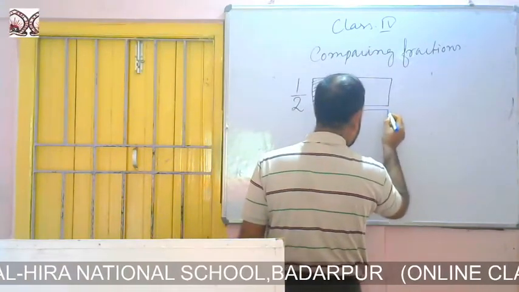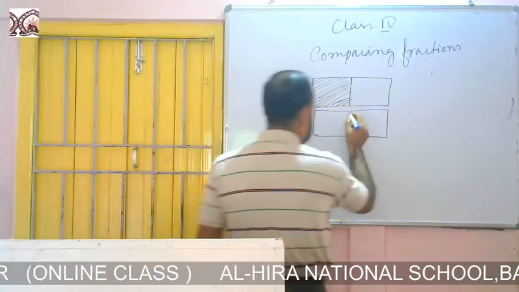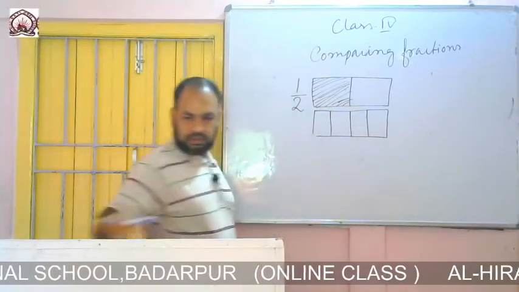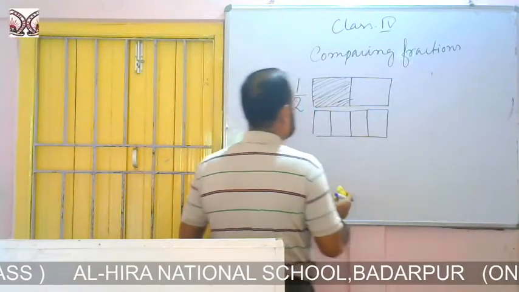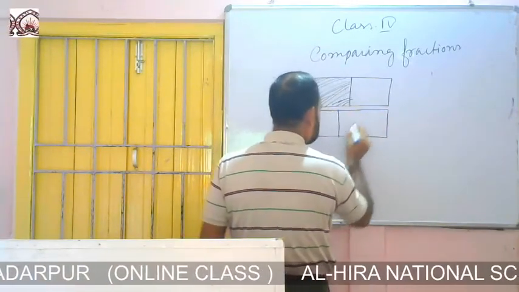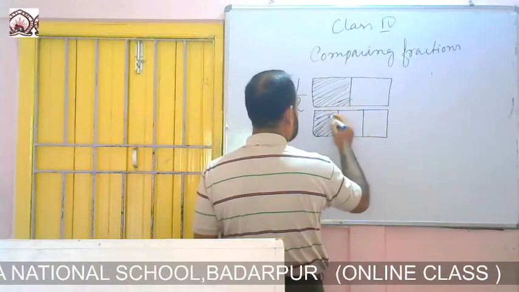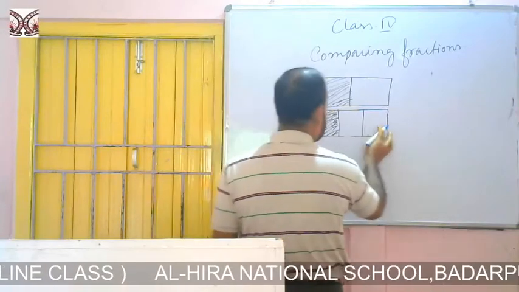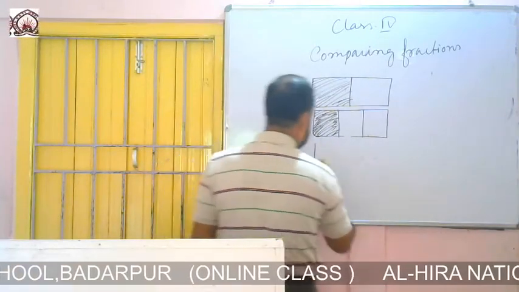Same rectangle, if we divide into 3 equal parts, 1, 2, 3, and color one part, the fraction will be 1 by 3, 1 part out of 3 parts.